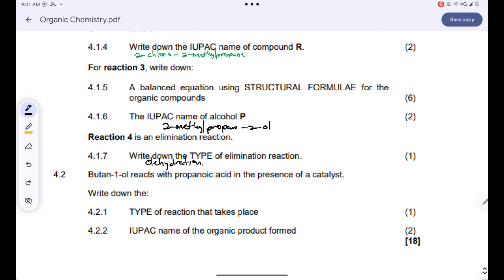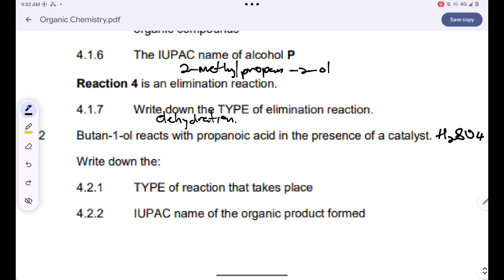Okay, and then we are told that butan-1-ol reacts with propanoic acid in the presence of a catalyst. Whenever, guys, we mix a primary alcohol and a carboxylic acid, you will forever form an ester. Are you together? And the type of catalyst that you will need is just concentrated sulfuric acid. Okay, and then now they want us to write the type of reaction that takes place. This is esterification, since you're forming an ester.